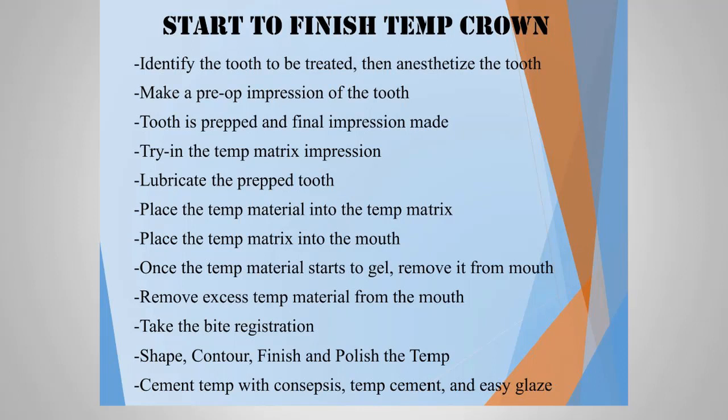I typically would use some of my temporary material and put a small, pea-sized portion of it on the side to give me a gauge of how it's setting, whether it's setting slow or setting fast, to allow me to take it out of the mouth at the right time. The next step would be removing the excess temp material from the mouth, cleaning everything up, making sure I didn't leave behind any materials that would interfere with the patient's bite. I set the patient all the way up so they're sitting upright, and then take the bite registration.